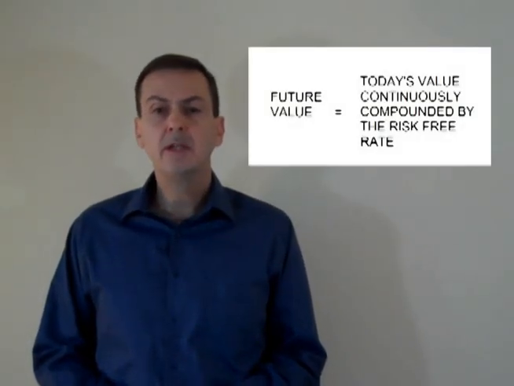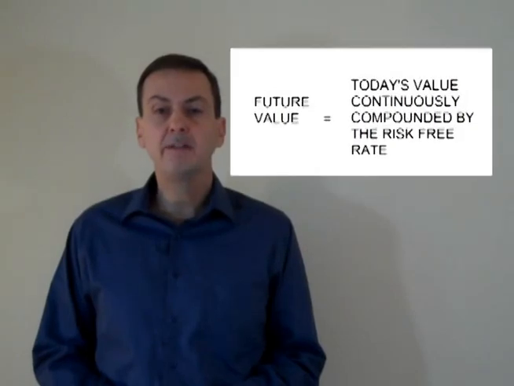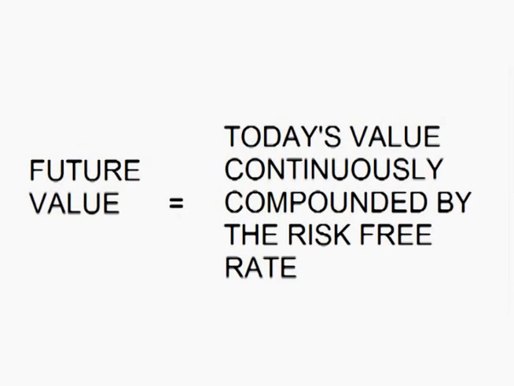One formula for the time value of money, which is the one Black and Scholes used, is the formula for continuous compounding by the risk-free rate. However, this is not the only way of calculating the time value of money, and one may find it worthwhile to spend more time learning this subject. Let's look at the math for calculating the time value of money. Future value equals today's value continuously compounded by the risk-free rate.